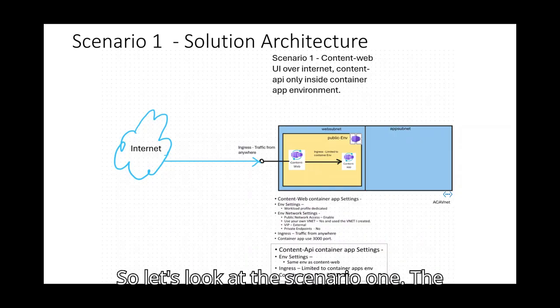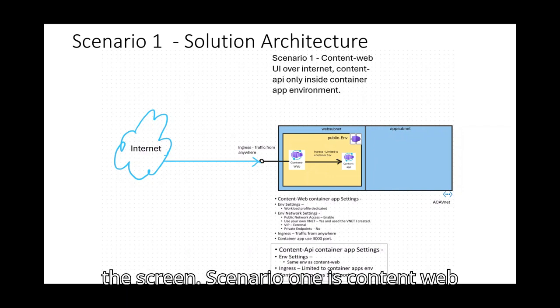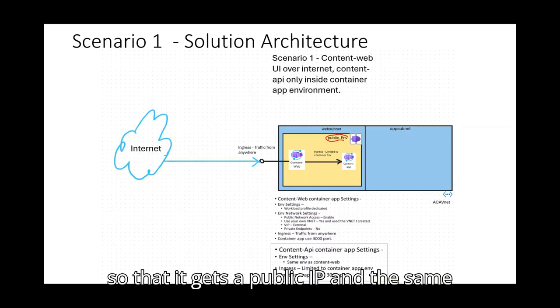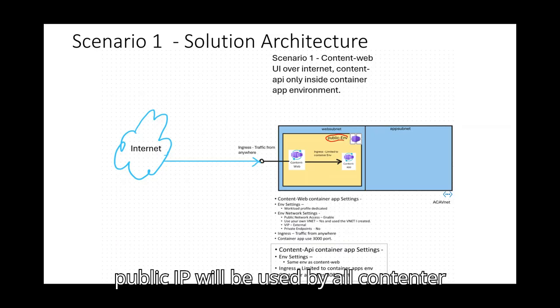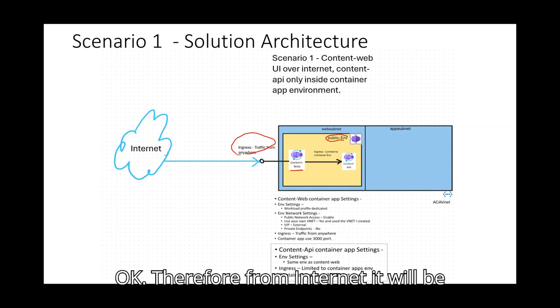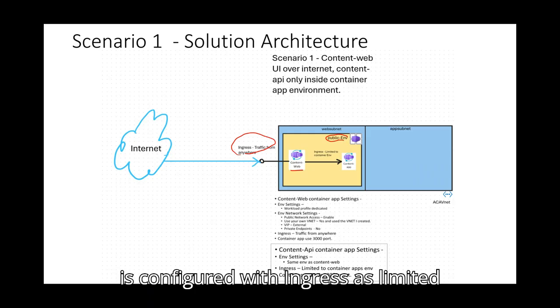So let's look at scenario one. The solution architecture for the same is on the screen. Scenario one is content web over the internet and API only inside the container app environment. So here the environment is created as public so that it gets a public IP, and the same public IP will be used by all container apps which are exposed to the internet. Now, in our case, it will be content web. Okay, content web we are exposing to internet. Now, content web is hosted with external ingress. Okay, therefore, from internet it will be reachable. Now, content API is configured with Ingress as limited to container app environment.